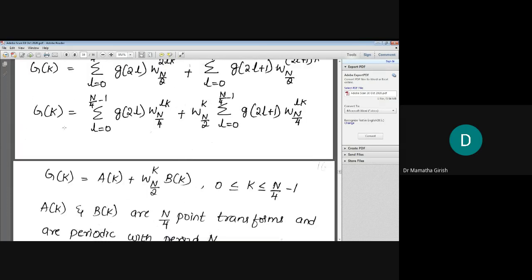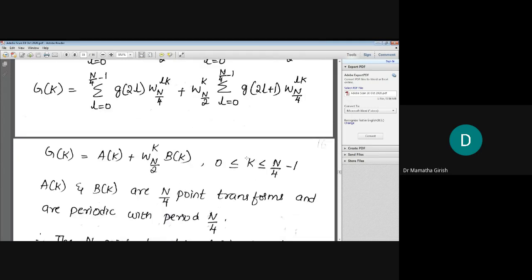Now, this above equation can be rewritten in terms of the new variables A of k and B of k. What is A of k? The DFT of the above sequence for even indexing samples. What is B of k? The DFT for the odd indexing samples. Please note that in this case, k varies from 0 to N by 4 minus 1.